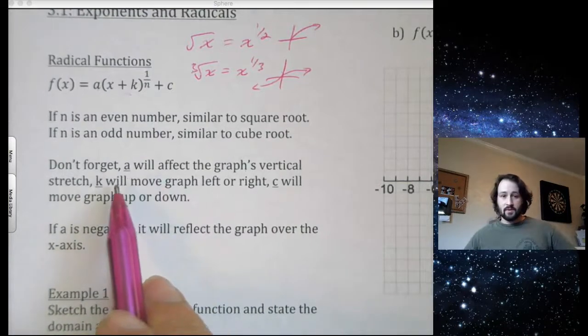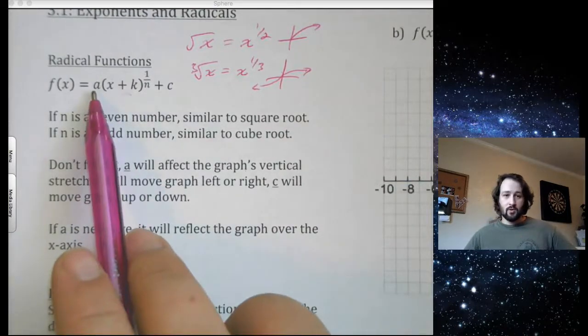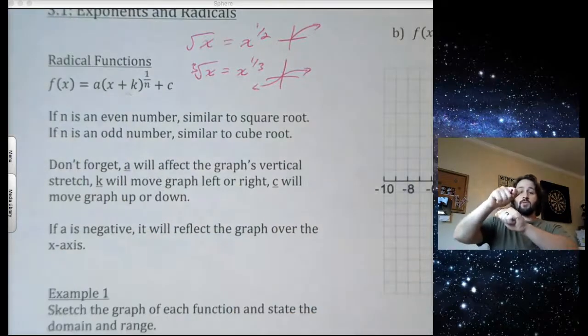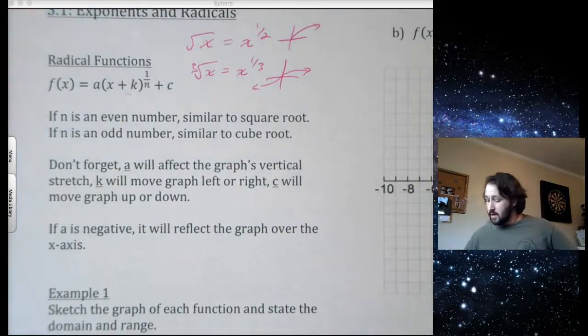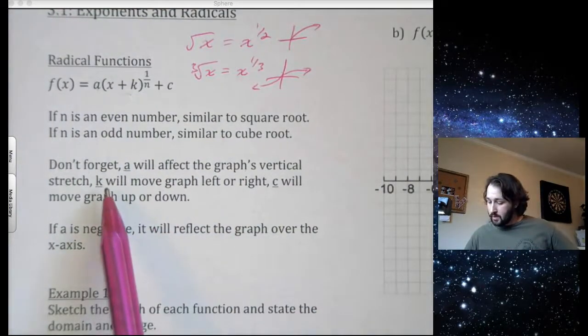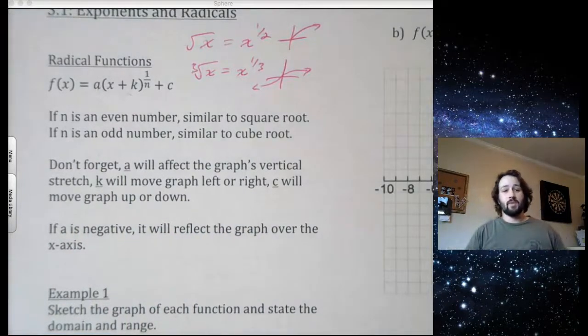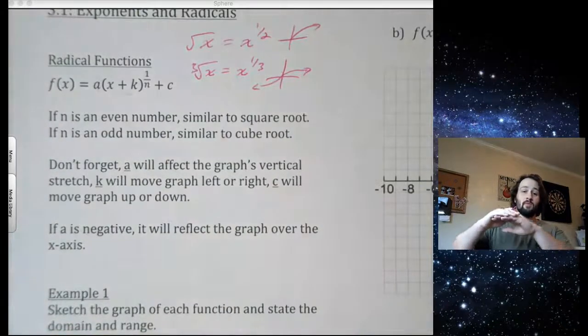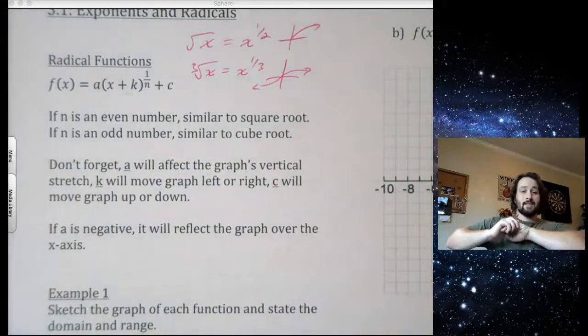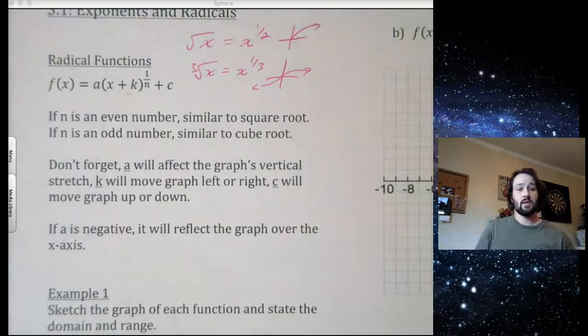A affects the graph's vertical stretch. So if this is 2, it's going to multiply the y values by 2, so it's going to stretch it out vertically. K will move the graph left or right, like we talked about, and C will move the graph up or down. If C is positive, then it's going to move up that many units, and if C is negative, it'll move down that many units. So just don't forget that those affect those things.